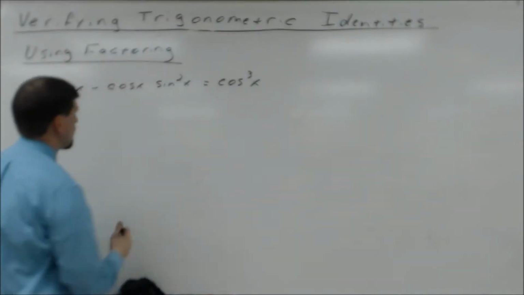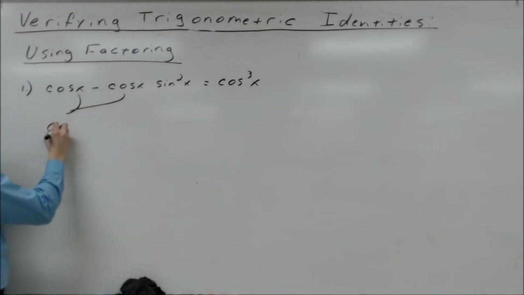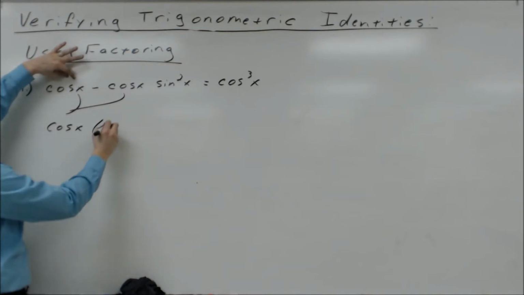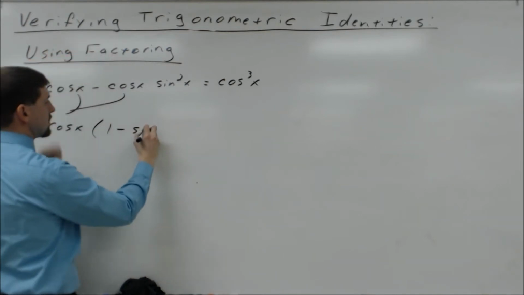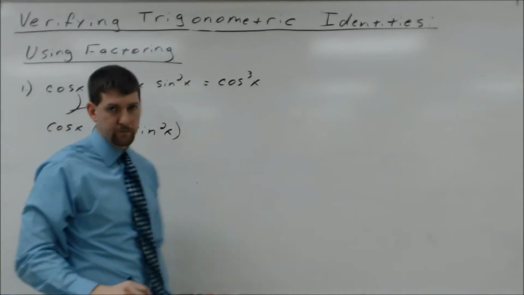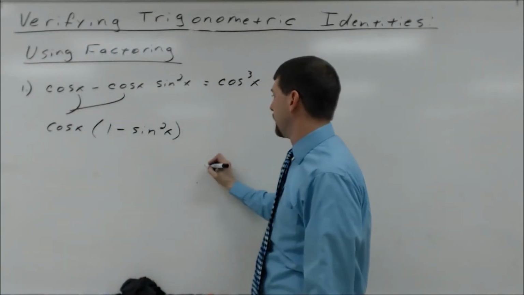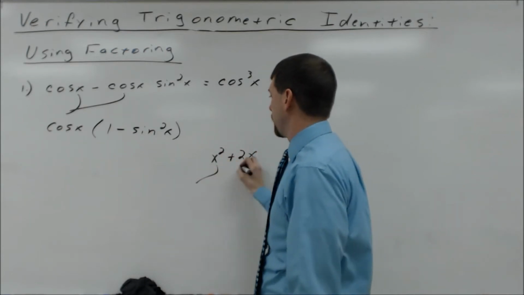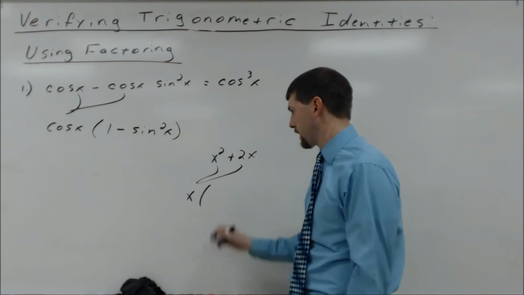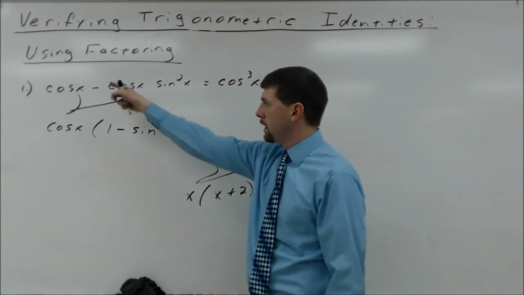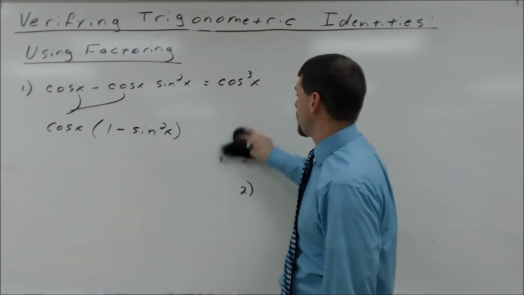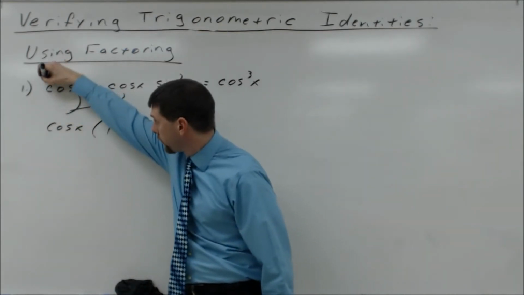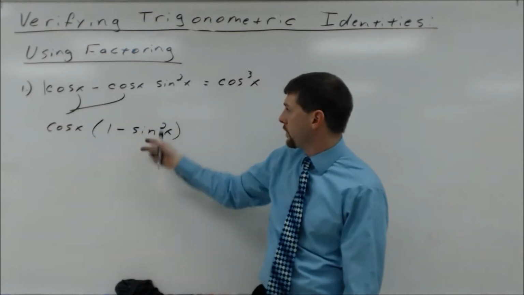So if we factor out the cosine, remove a cosine from each term, that's going to leave me 1. That's going to leave me minus sine squared of x. So just like if I had x squared plus 2x, and I pulled an x out of each term, factoring x out, and that leaves me x plus 2, it's the same thing I have right here. Remove a cosine, divide a cosine out of each term, and I'm left with 1, because that has an understood coefficient of 1, and I'm left with a sine squared.